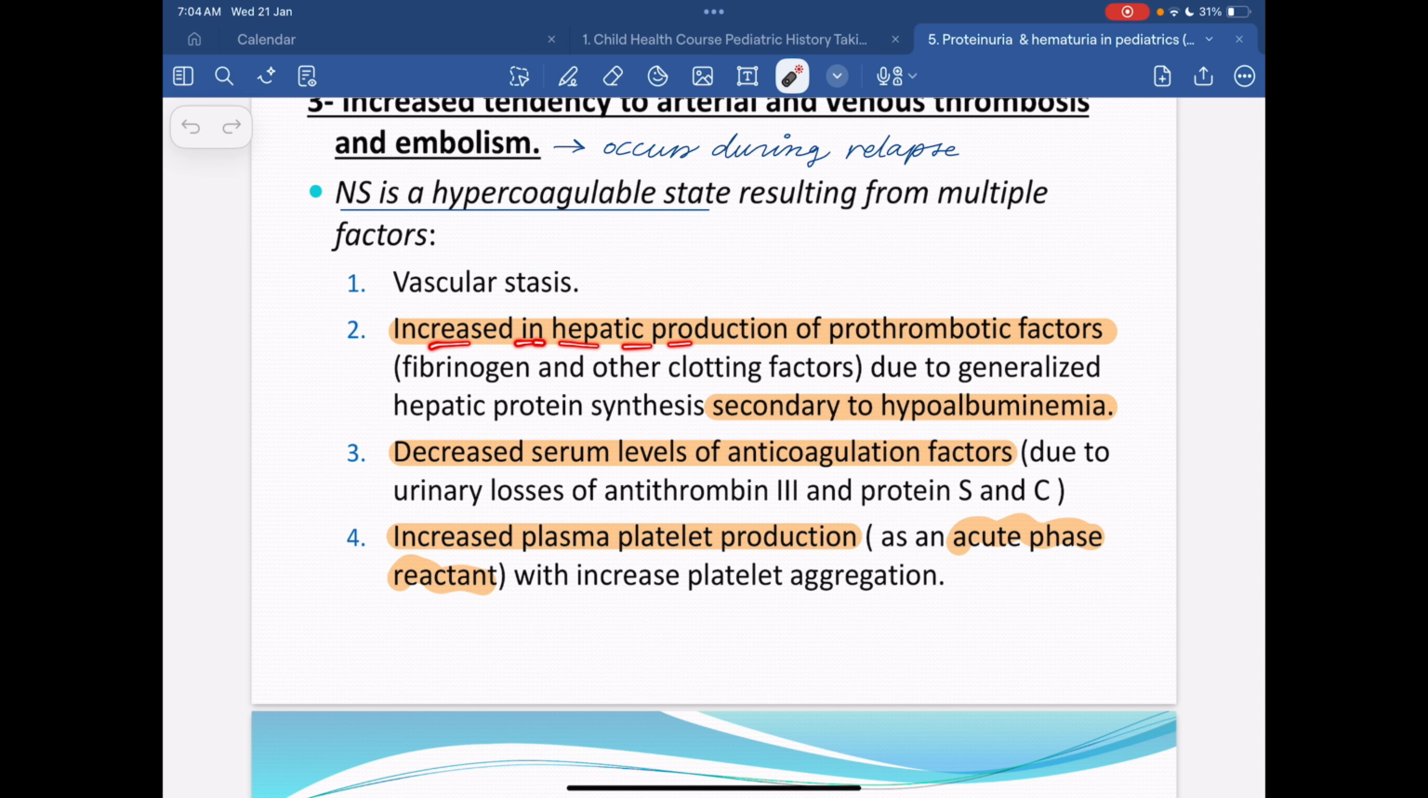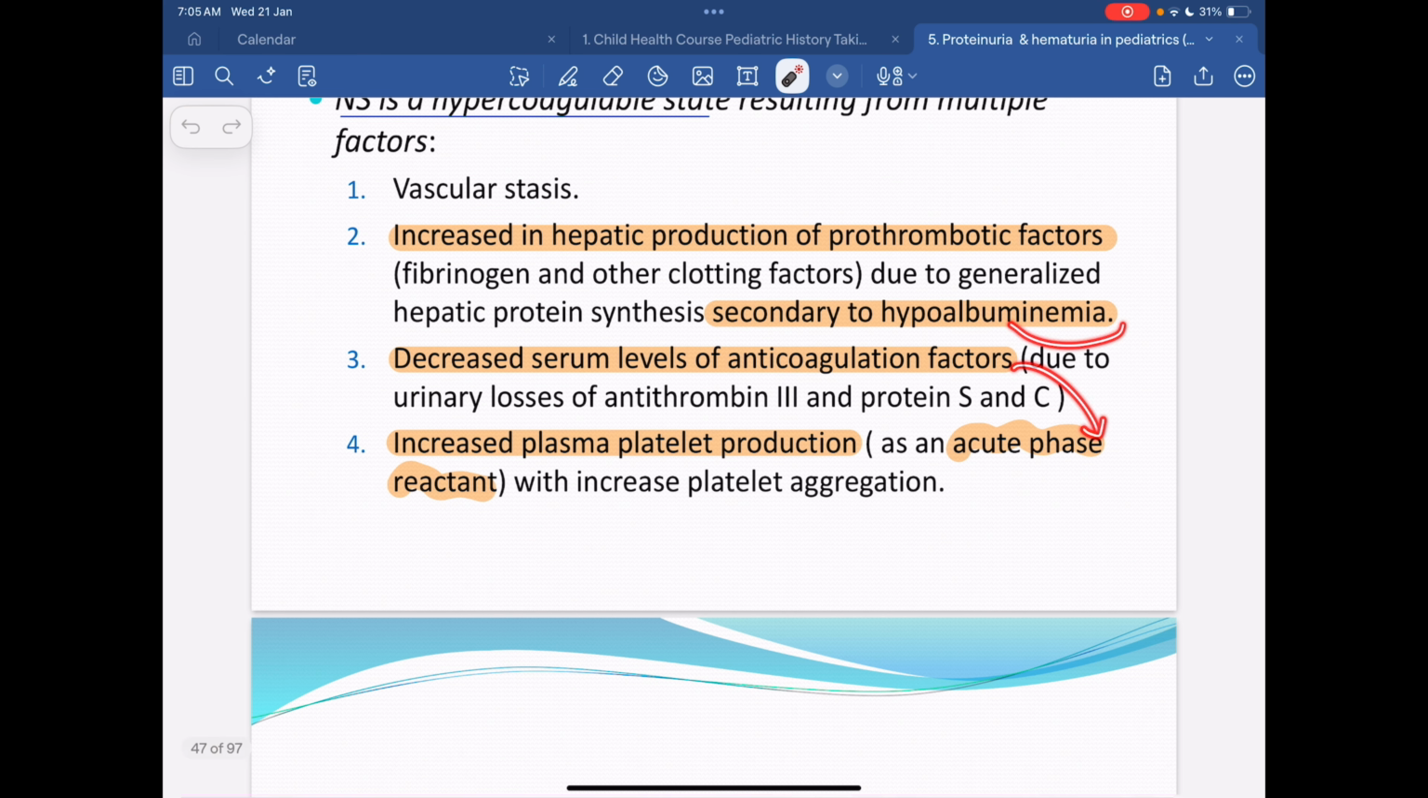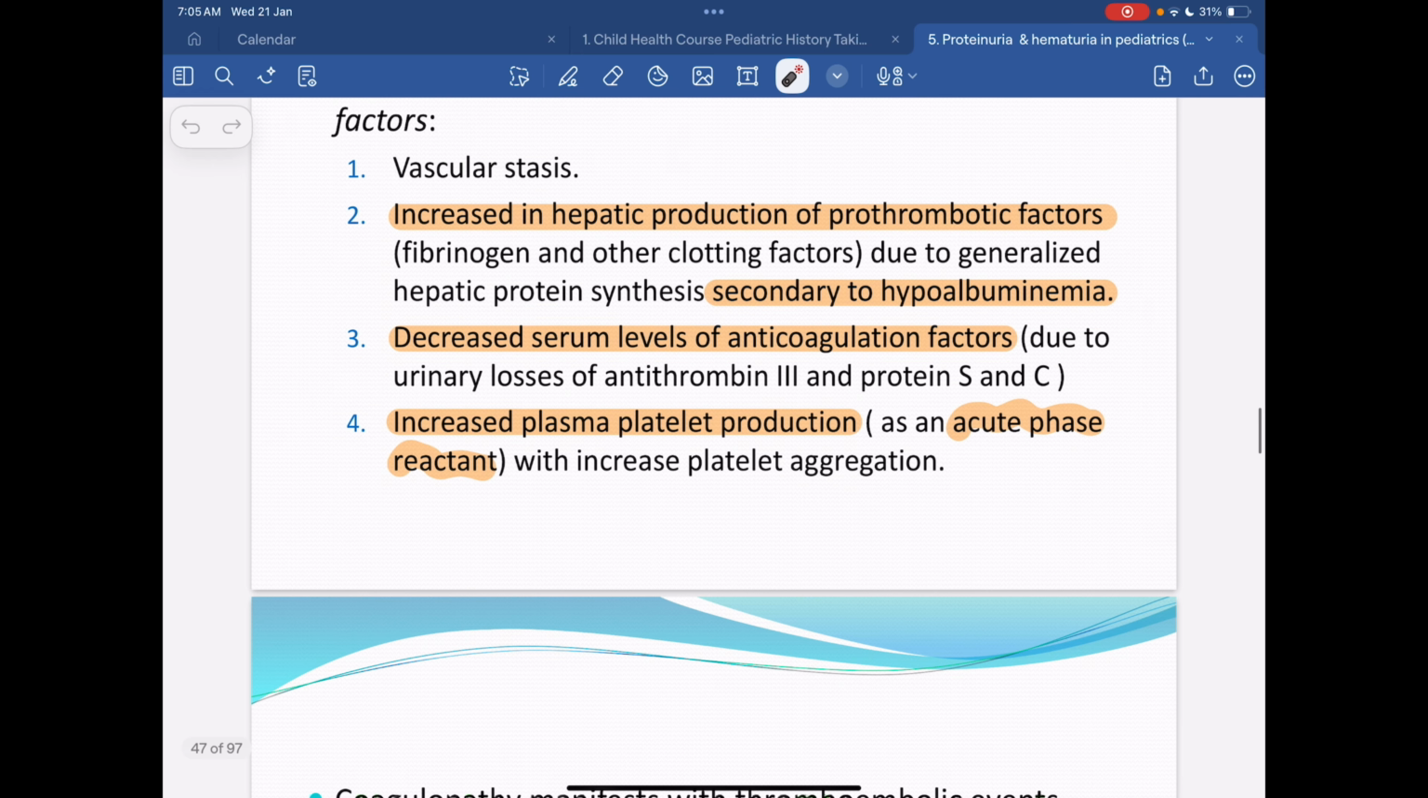عندنا increased in hepatic production of prothrombotic factors. ليش هذا؟ زي ما قلنا إنه صار في عشان تعويض الألبومين صار في increase of lipoprotein. بعد عندنا increase of the coagulation factors. عندنا decreased serum levels of anticoagulation factors لأنهم they're being lost. So they're being lost, but then they're being rapidly نعوضهم. و increased plasma platelet production as an acute phase reactant. هذا في الحالات اللي يكون فيها inflammation ويصير عندنا increased platelet aggregation.